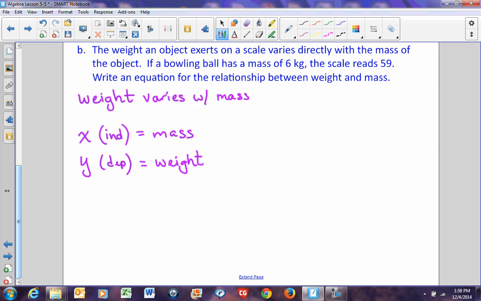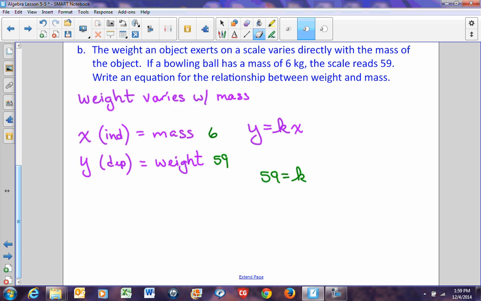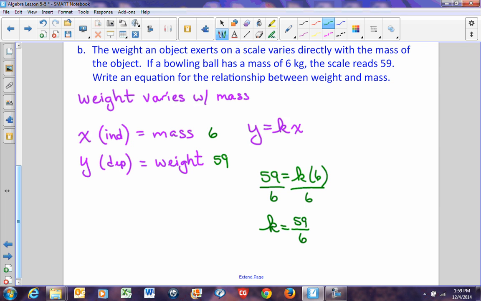So if we were going to put that into our equation then, y equals k times x, first of all, we have to have some numbers. The mass of the bowling ball is 6, so that would be where we put that. And the scale reads 59, so that's where we would put that. So we're going to have 59 equals k times x, and x is 6, so let's replace the x with a 6. Divide by 6, divide by 6. So k is going to equal 59/6. So the equation would be y equals 59/6 x.